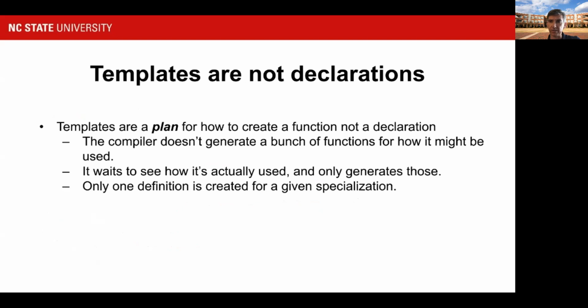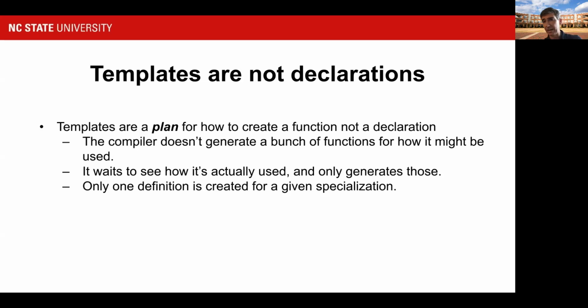Templates are not declarations, right? Templates are a plan for how to create a function. They're not a function that already exists. They're just a plan for how to make one. And the compiler doesn't generate a bunch of functions in advance for how it might be used. It waits to see exactly how it will be used. And then it generates a specialization exactly for how it's used, right? And then if it realizes, oh, I need the version for ints multiple times, it still makes only one version of that function. And it will use the same version of that function everywhere it wants to call max on ints. And then everywhere we want to call max on doubles, it has a different version of the function that only calls on doubles.